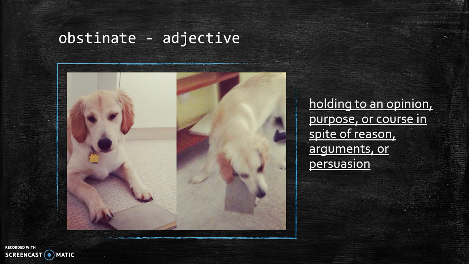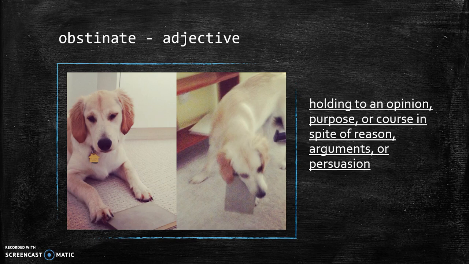On a happier note, our next word is obstinate. It's an adjective. It means holding to an opinion, purpose, or course in spite of reason, arguments, or persuasion. Many teenagers are obstinate, in case you were wondering. None of you, of course, though, right? My favorite example of something being obstinate is my puppy, one of the two.